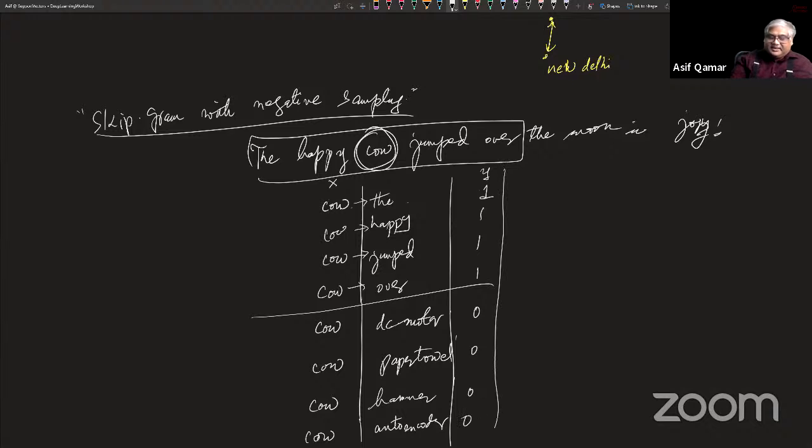You're saying the problem is, I'm creating a data set where the Y is whether or not there is evidence that these two words coexisted or co-occurred. So cow and the did co-occur. Cow happy co-occurred. Cow DC motor didn't co-occur. Cow autoencoder did not co-occur. Right. So this is your X1, X2. Are we together?